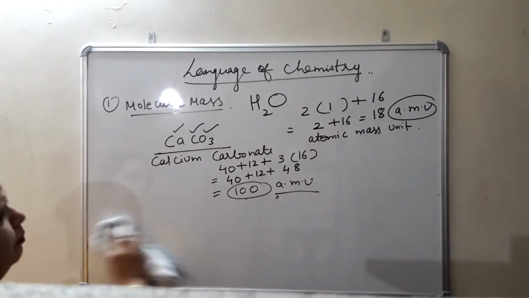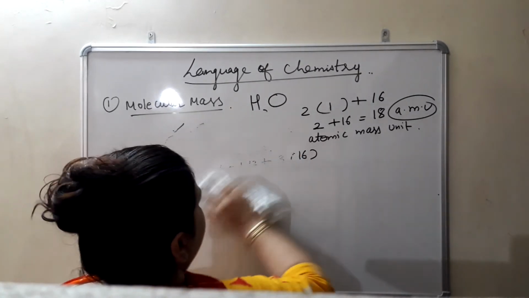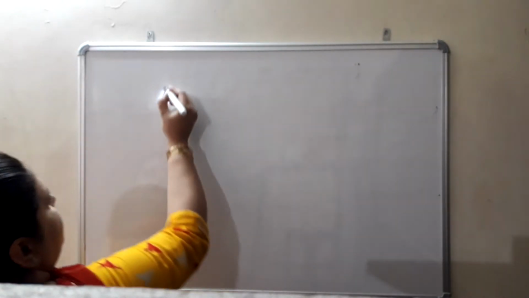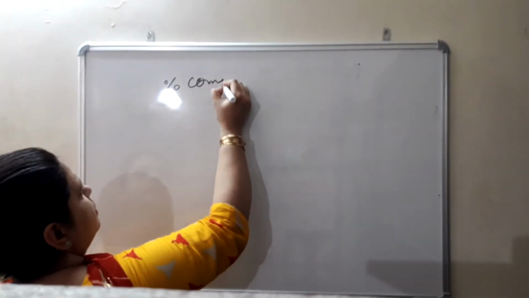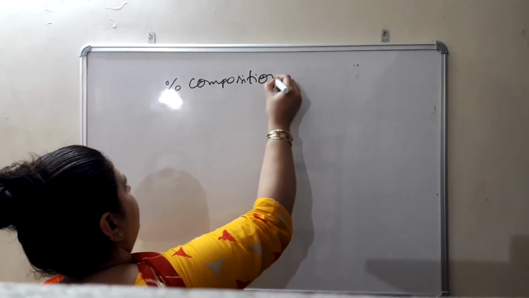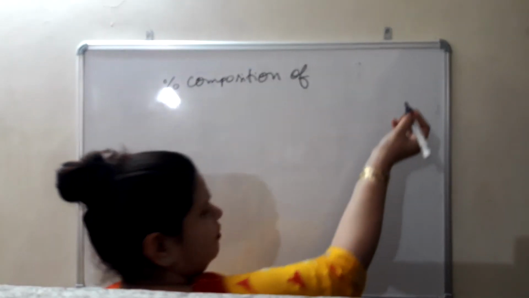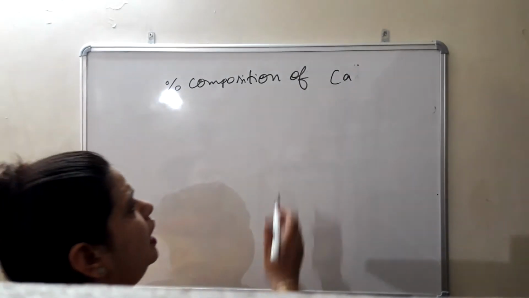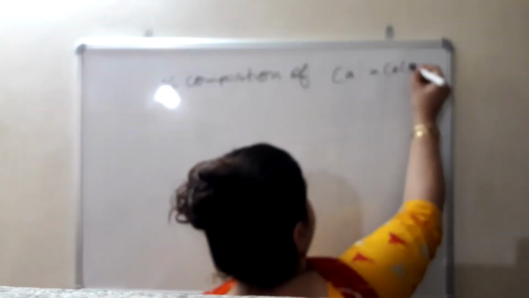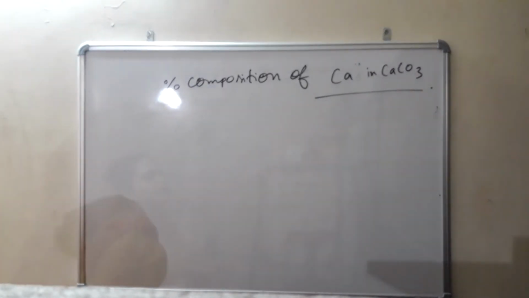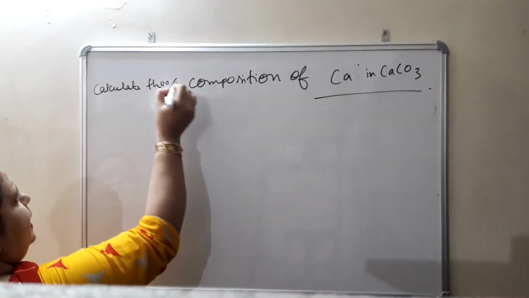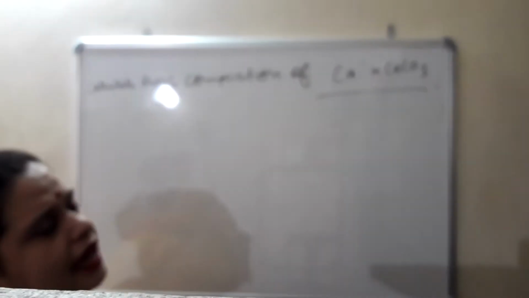Suppose you have to find out the percentage composition of, suppose, anything you can. I am giving you a very simple example. This is the method. Like this you have to do. Calcium in calcium carbonate. Suppose this is the question: calculate the percentage composition of the calcium element in calcium carbonate.